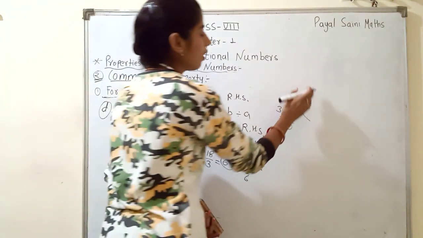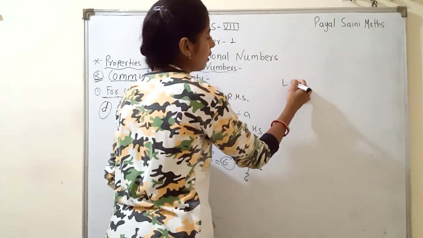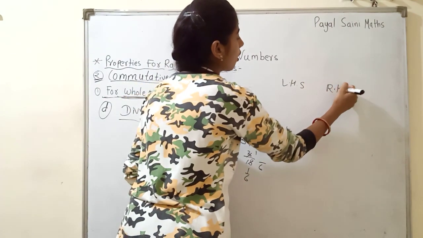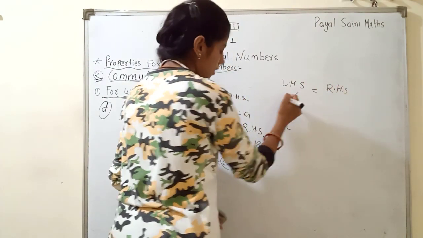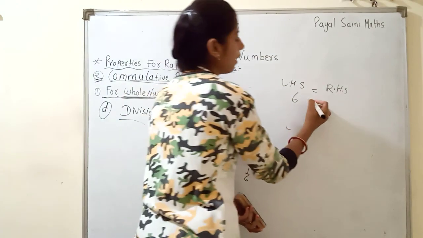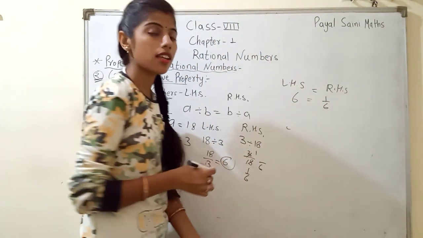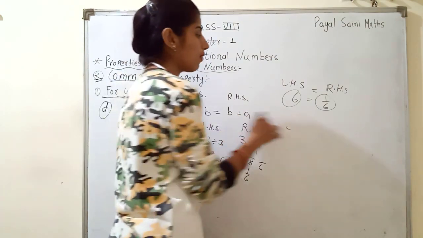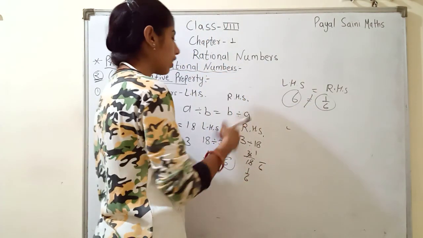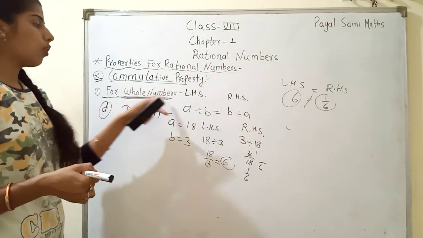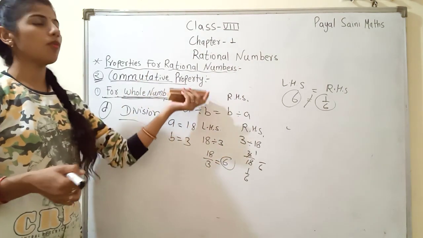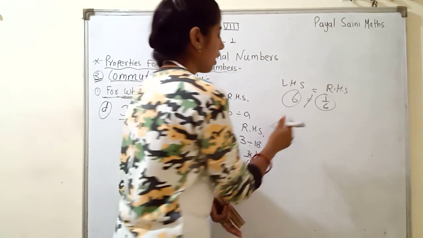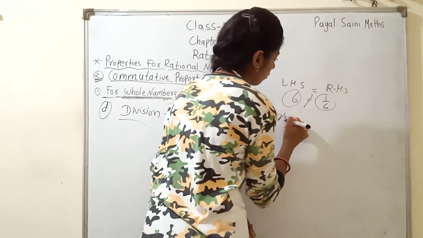Now we compare our left hand side and right hand side. The left hand side answer is 6 and the right hand side answer is 1 by 6. We know that 6 and 1 by 6 are not equal. Then we can say for whole numbers in division commutative property is not verified.